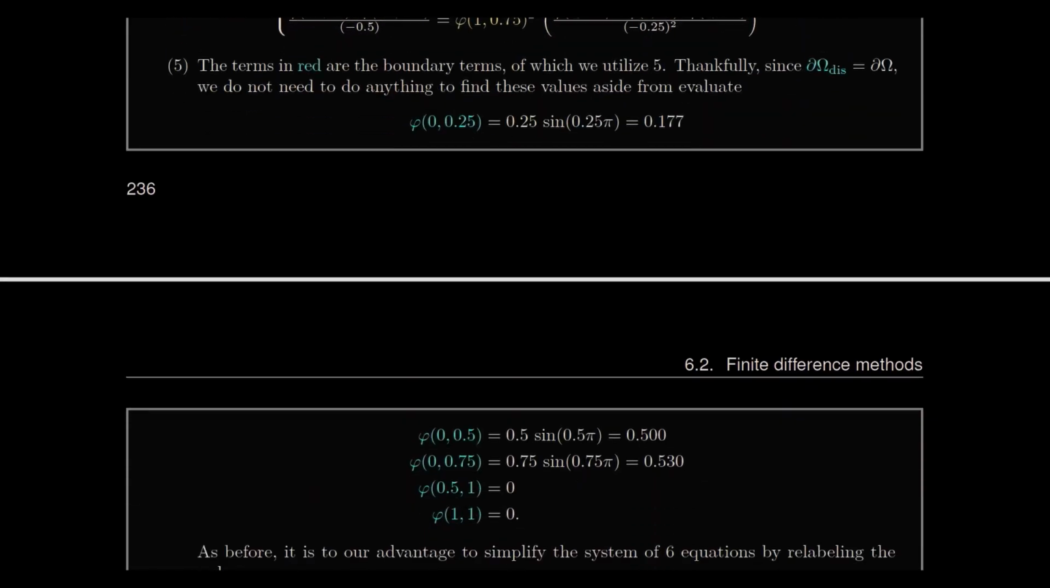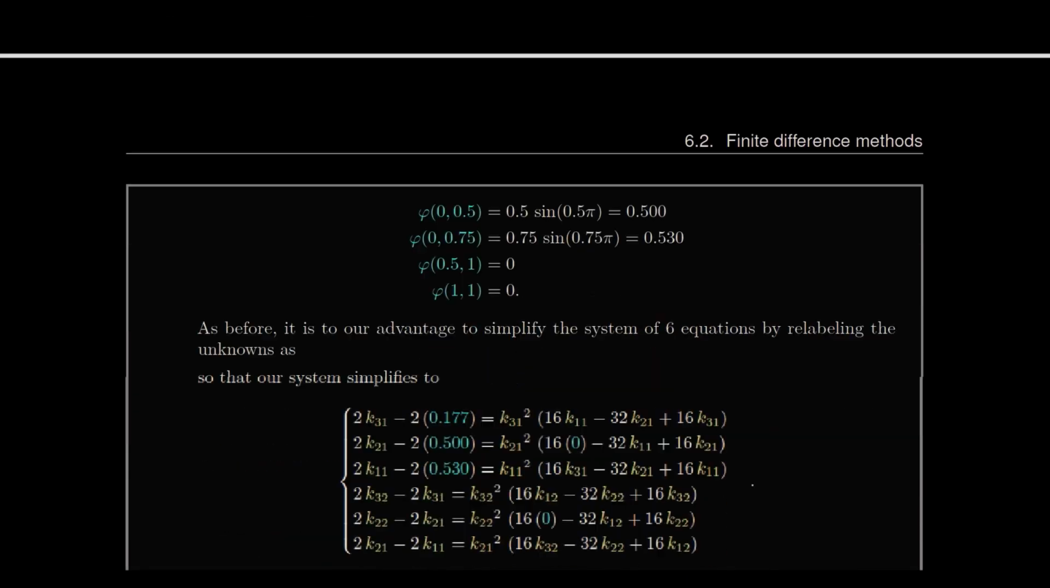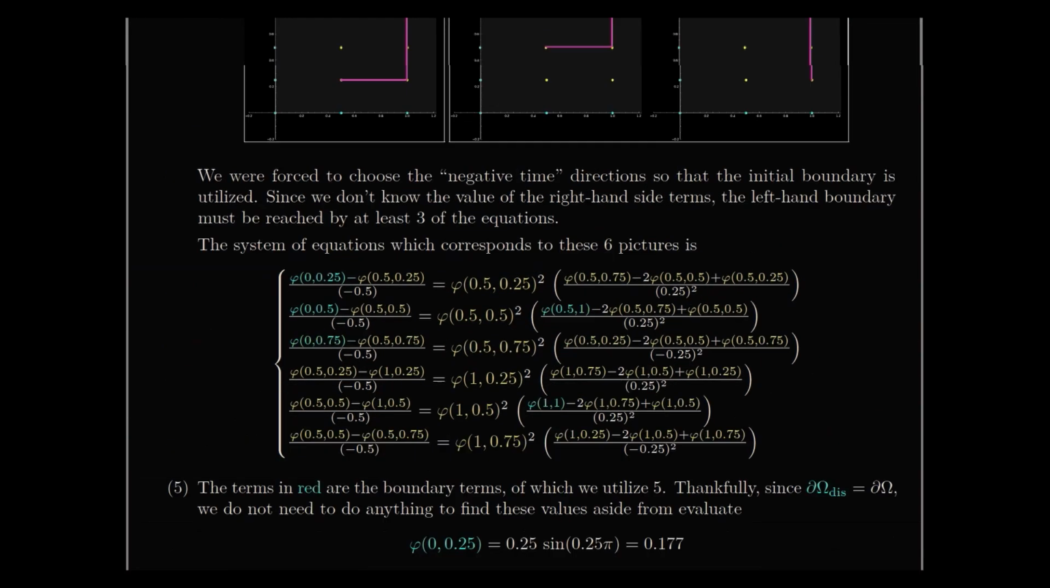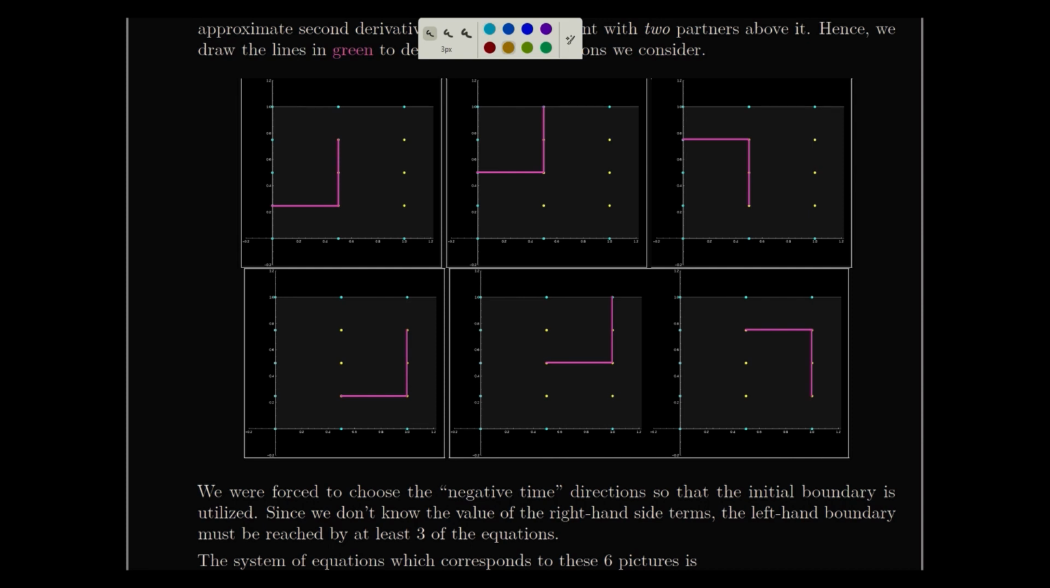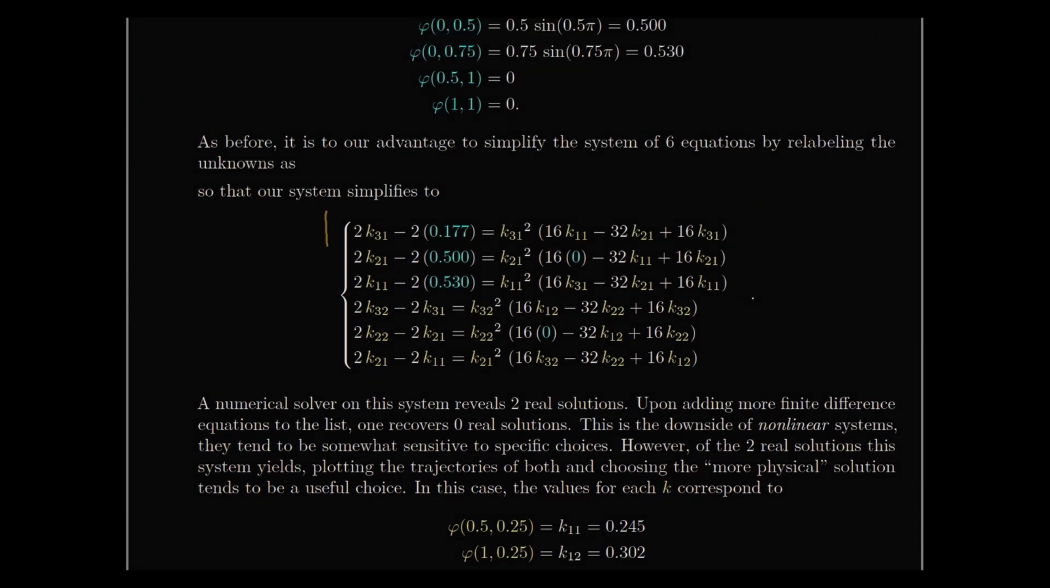When I plug them in to find out what they're supposed to be, that's in step 5, by the way, I find 0.177, 0.5, 0.53, 0.10. And if I once again relabel my 6 interior points as K11, K12, K21, K22, K31, K32, the 6 unknowns, and replace everything in the way that it should be replaced, I end up with that slightly simplified version of 6 equations and 6 unknowns.